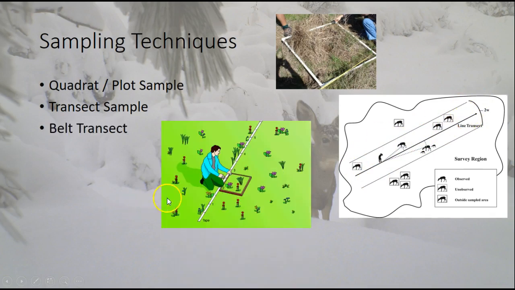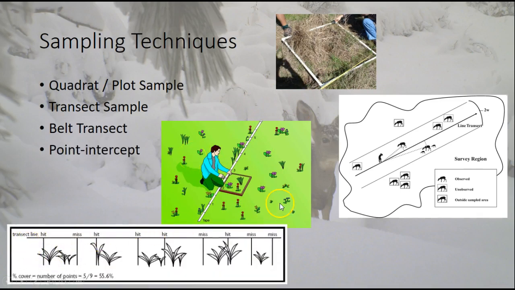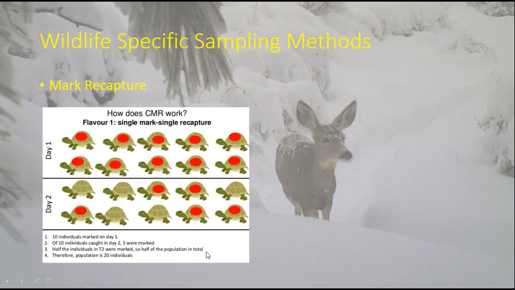A belt transect is kind of a combination of these two, where you run a line and you sample a plot kind of systematically along your transect. And the point intercept is you're running a transect, and maybe every meter you're dropping down and seeing what vegetation you would hit along every meter along that transect.